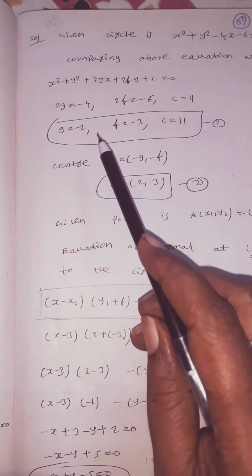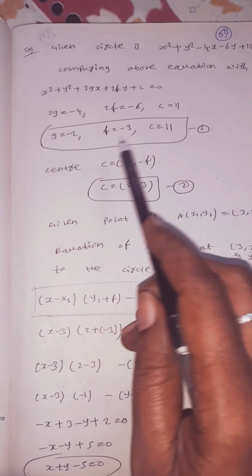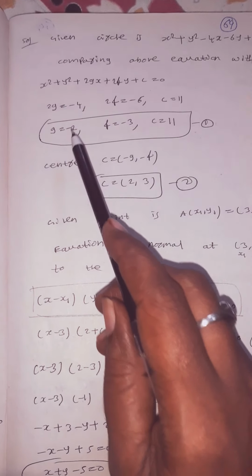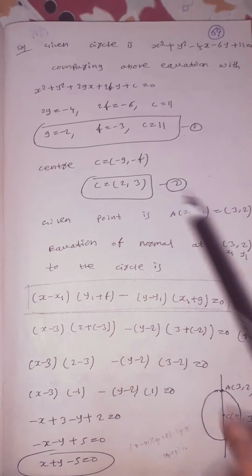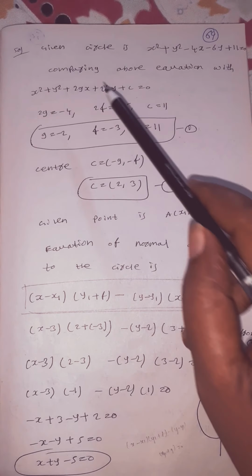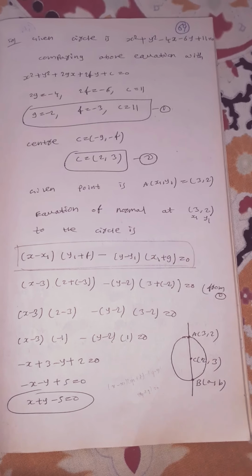Send 2 to that side, means division, so g is minus 2, f is minus 3. This is the value of g, f, c. So the center C is equal to (minus g, minus f). Negative will become positive, negative will become positive, means the center is (2, 3). The given point is named as A. What is the given point? 3 comma 2. That is x1 comma y1 is 3 comma 2.